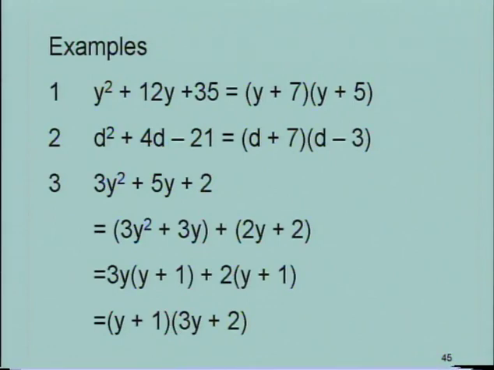We are not quite finished. You will notice now, we have two terms still. But in the first term, you have a y plus 1, and in the second term, you have y plus 1 also. So y plus 1 is common. So if we extract the common factor y plus 1, what will remain will be 3y plus 2. So when 3y squared plus 5y plus 2 is completely factorized, we have y plus 1 into 3y plus 2.